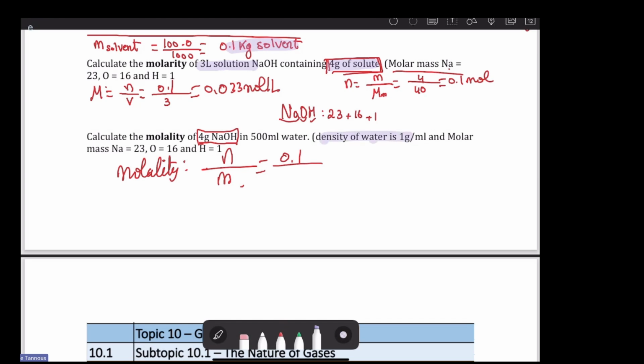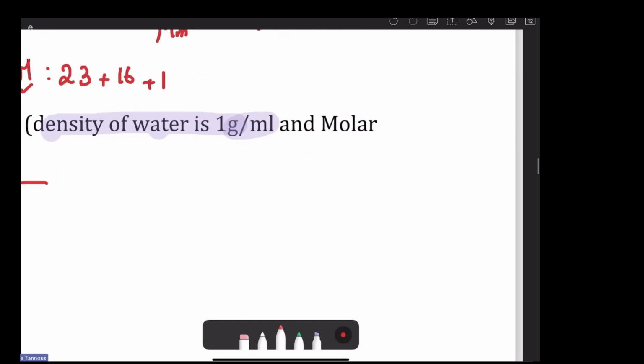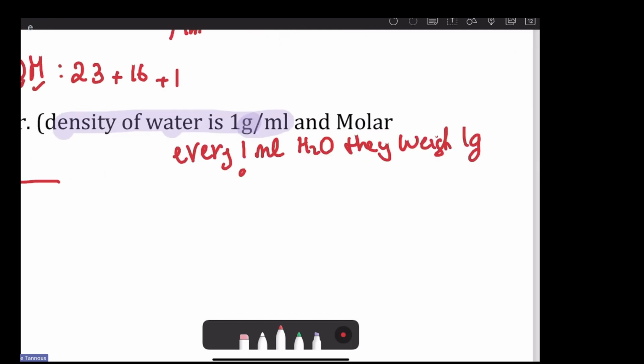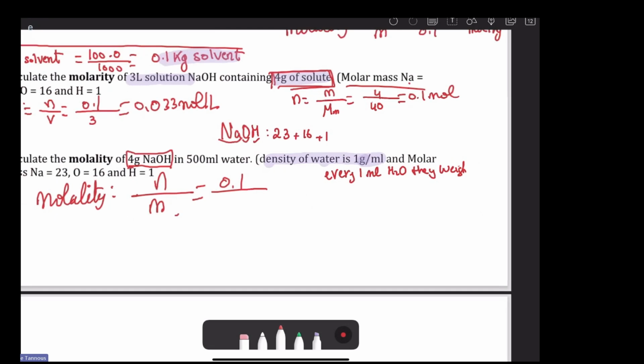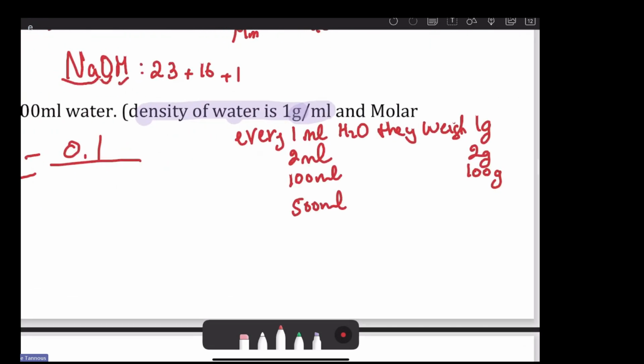The density of water is 1 gram per milliliter. It means that every 1 milliliter of water weighs 1 gram. So 2 milliliter of water weighs 2 gram. 100 milliliter of water weighs 100 grams. And now I have 500 milliliter of water. That's going to weigh 500 grams.